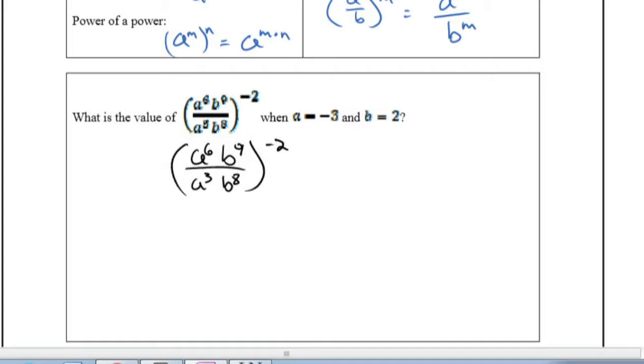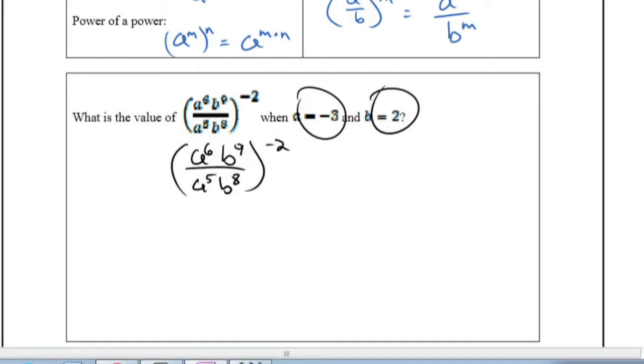All right, all to the power of -2. So I guess there's 2 things going on here. I could substitute these values in for a and b right away if I wanted, but I don't. I want to simplify first. Oh, b to the 8.